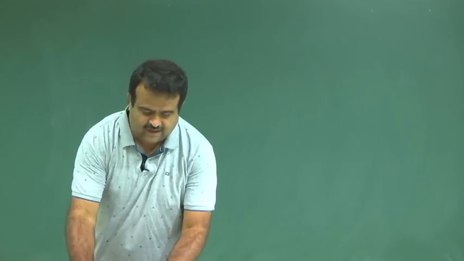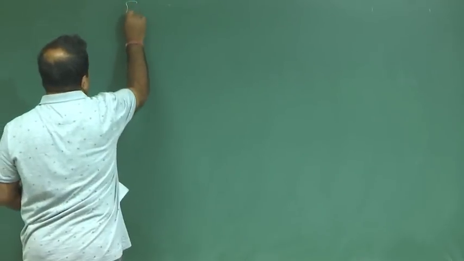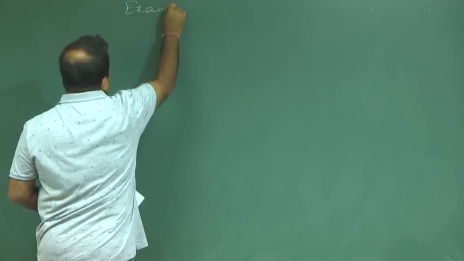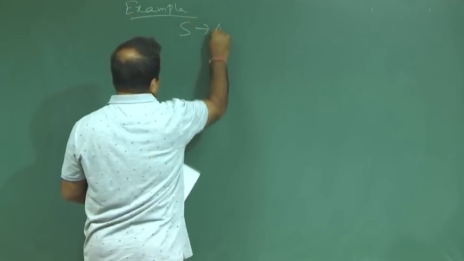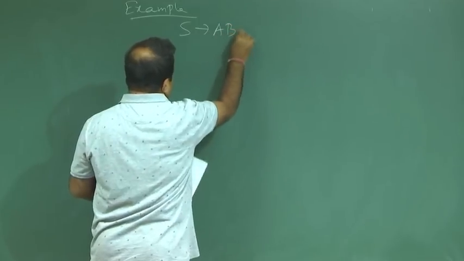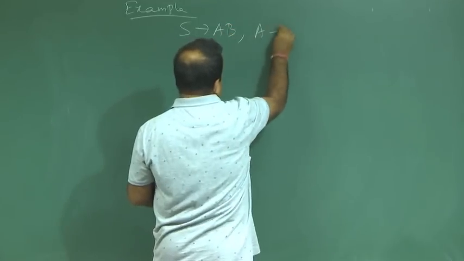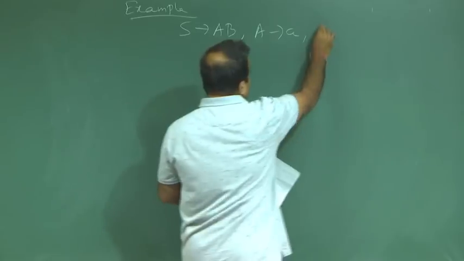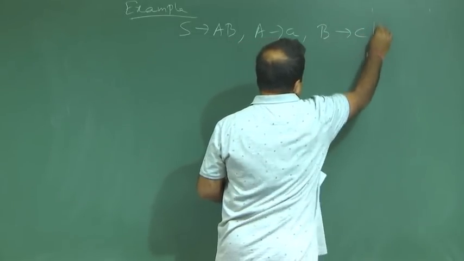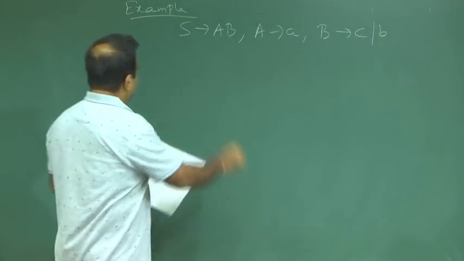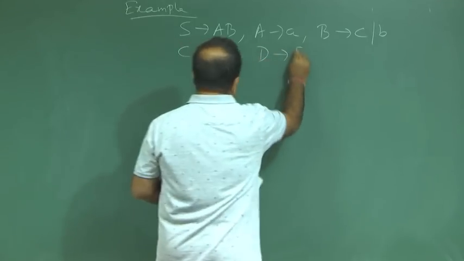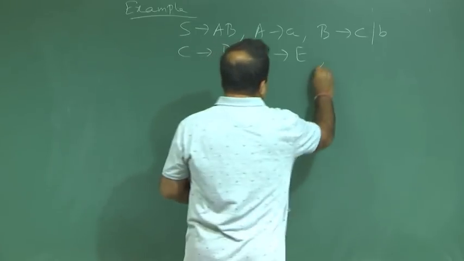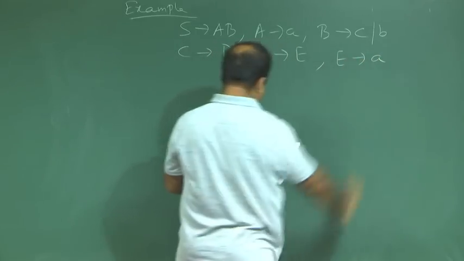So, let us take an example. Suppose we have a grammar like this: S goes to AB, and then C, B goes to C, C goes to D, D goes to E, and E goes to A.